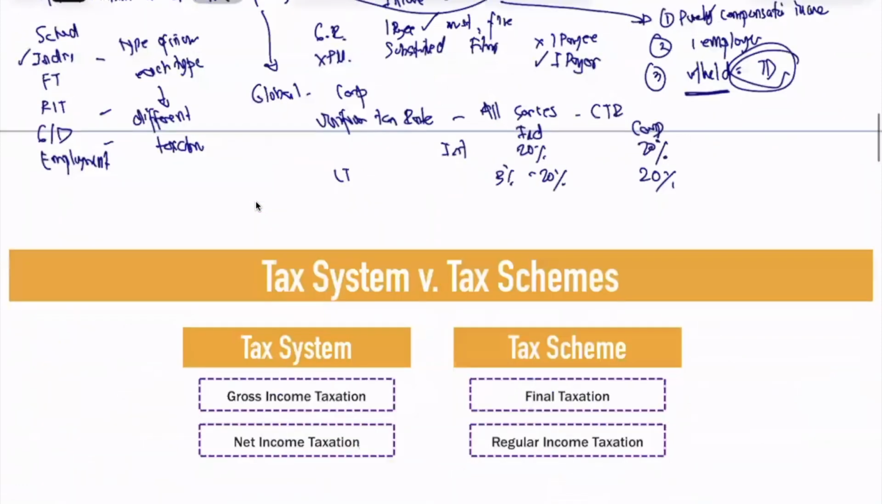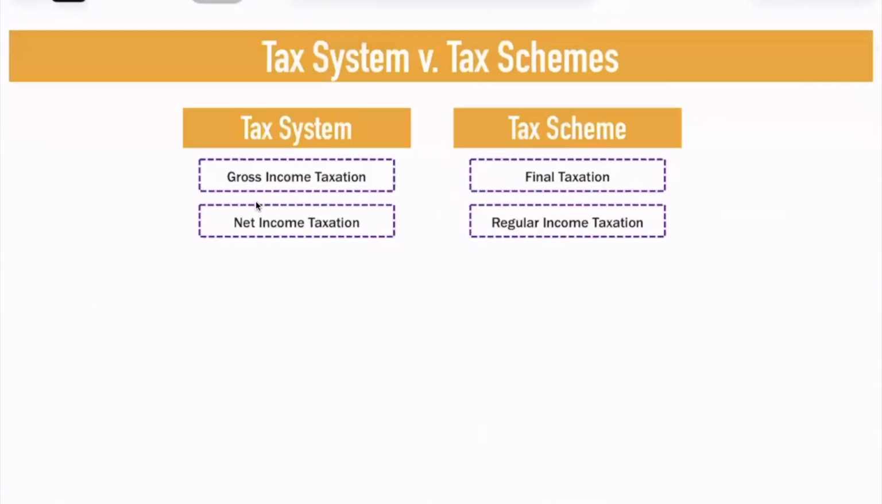Now let's go to your tax system versus tax schemes. Why is this again important for our introduction to income taxation? For tax system, there are two modes of taxation for income. One is gross income. When we say gross income, whatever is the gross income, you just multiply it by your tax rate. And then we also have your net income. That is gross income less your deductions multiplied by your tax rate.